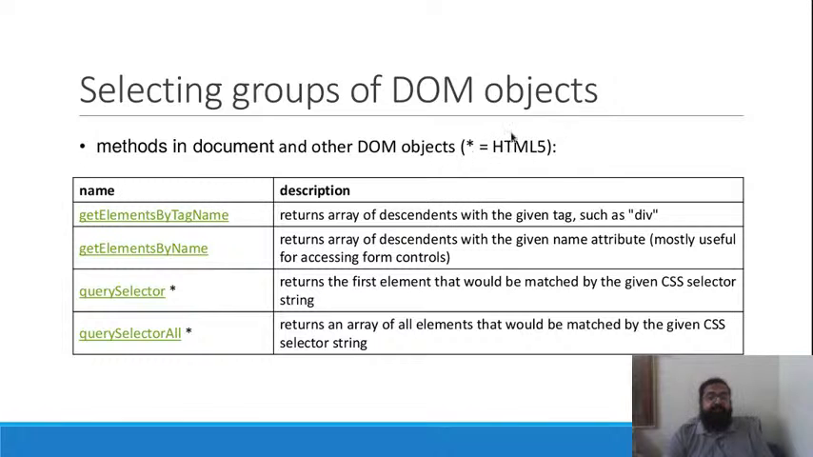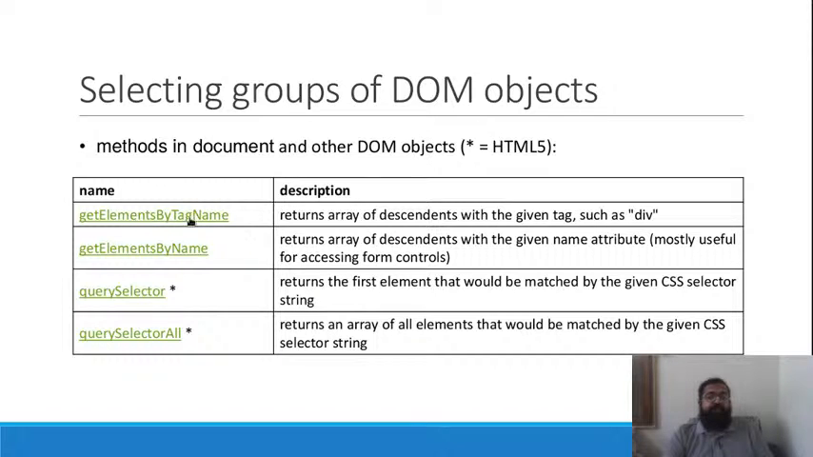Okay, this is for HTML5: the query selector and query selector all. Otherwise, get elements by tag name and get elements by name will work for the previous versions of HTML as well. So methods in document and other DOM objects, with this you will be able to select the groups of the DOM objects.